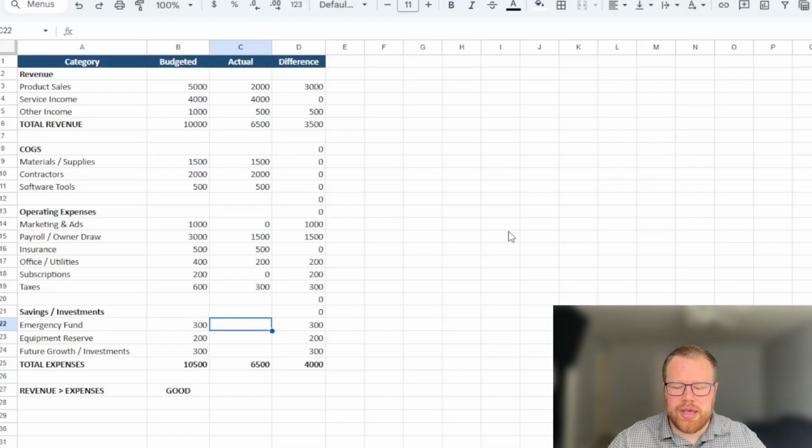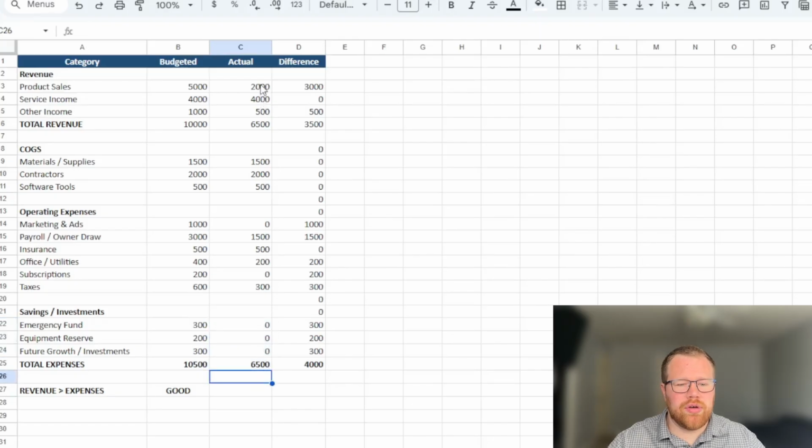Well, because of this, we're not going to be able to put any money in our emergency fund, our equipment reserves. Okay, if there's any equipment in your business that needs repairs, any regular scheduled monthly maintenance on it. 0 future growth and investments. So if you want to grow your company, invest some money into the future, whether that's maybe, could be a number of different things, right? But because our revenues are so low, we cannot put into any savings or investments for this month.